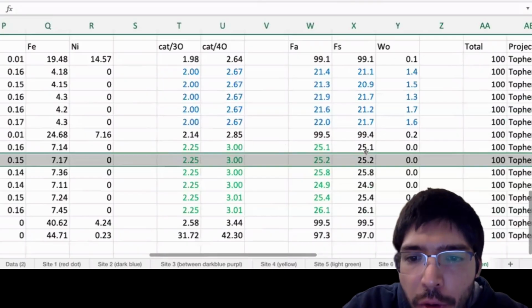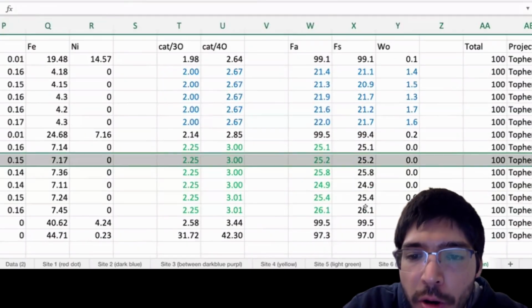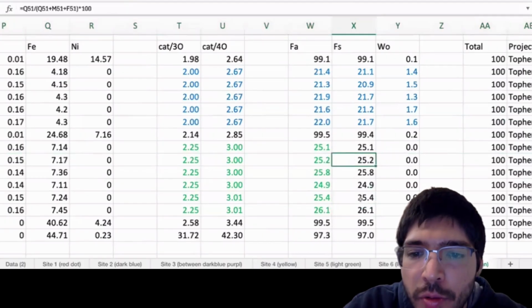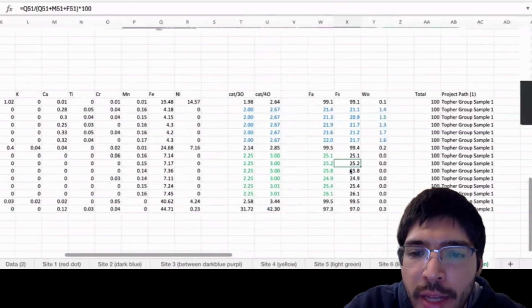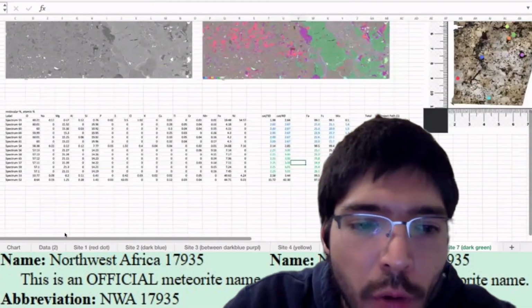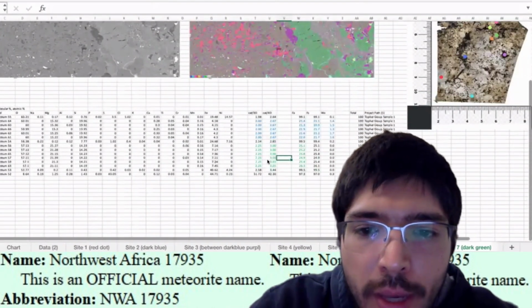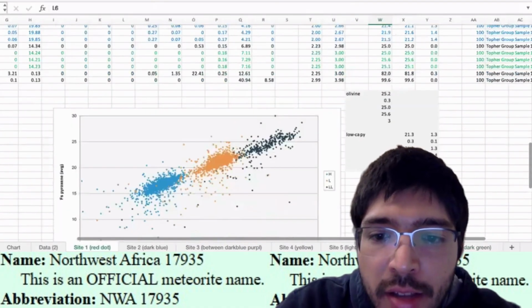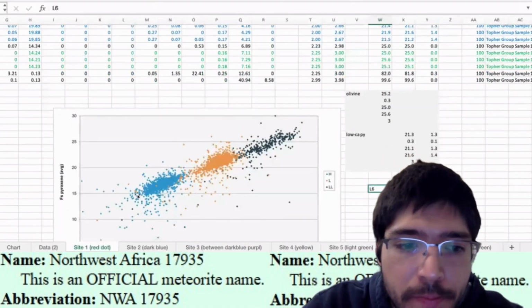So that grain, because it's very large, may not have fully equilibrated with all the other olivines. So there may have been some zoning that was remnant, but it's still small enough that, if you average everything, it's still equilibrated throughout the sample. So my overall conclusion on this sample is that the L6 classification holds throughout the sample.